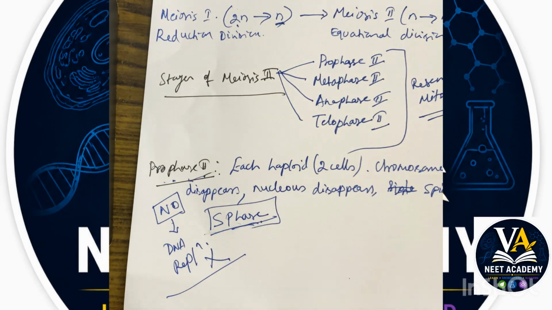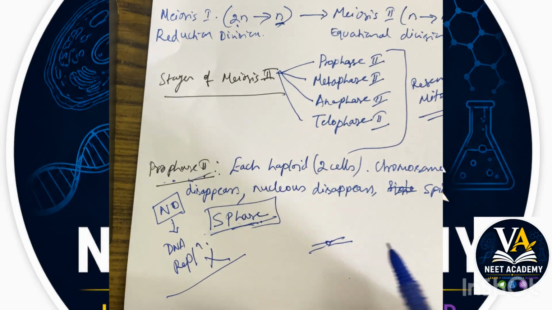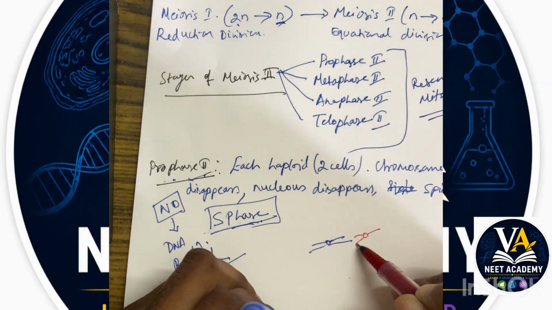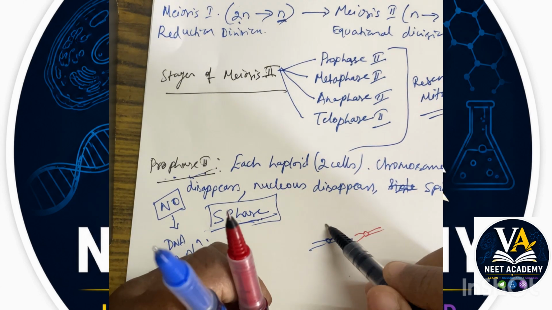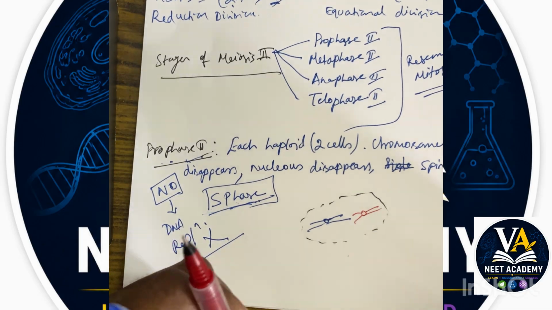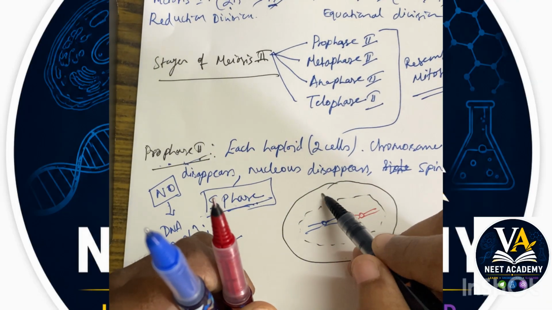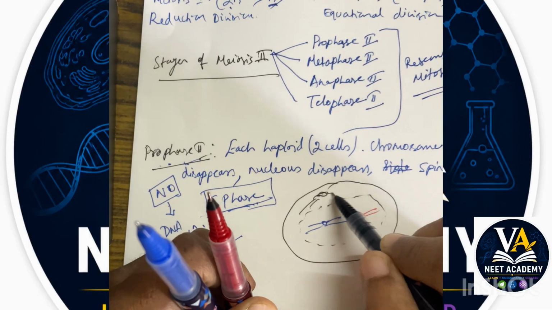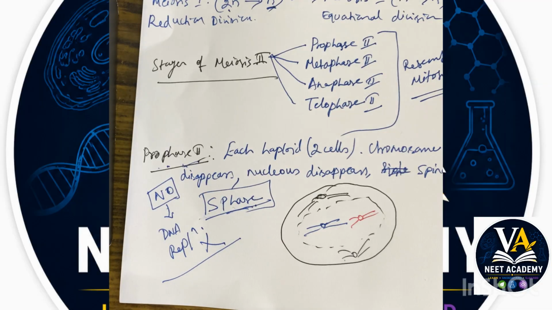Simple, the chromosome condensation happens. So we have two chromosomes, one is this and the other one is this. They condense and there is a disappearance of the nuclear membrane. Because it is condensing, you can visibly see it, the disappearance of the nuclear membrane, followed by the cell membrane. Also there is the formation of spindle fibers. Spindle fiber formation starts happening at prophase II. These are the events which you will see in prophase II.